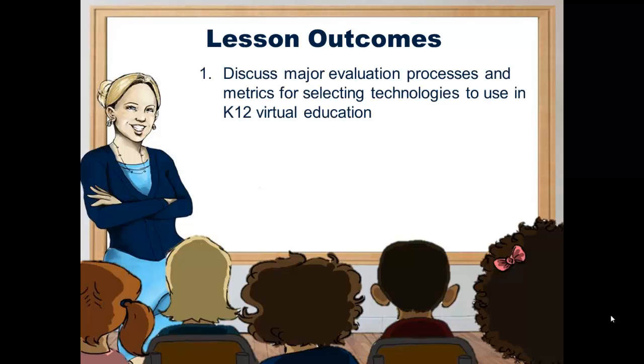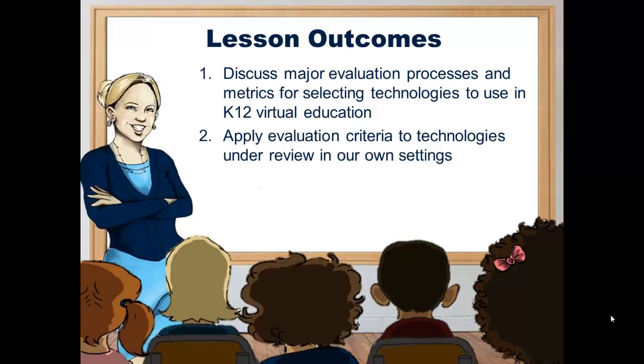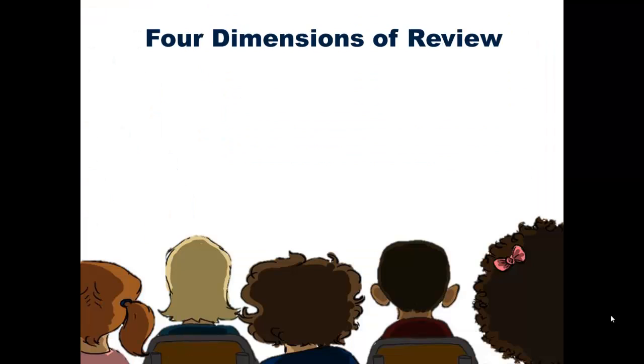First, we're going to discuss some practices and processes that you can implement for evaluating technologies and trends for use in your own classes. And then second, we're going to apply that criteria to an example technology, in this case Google Hangouts, so that you can learn how to then apply it in your own settings.